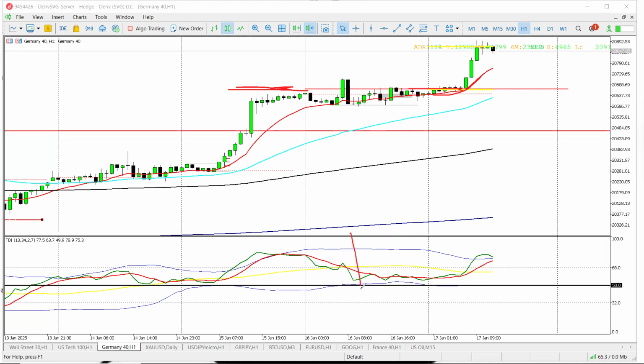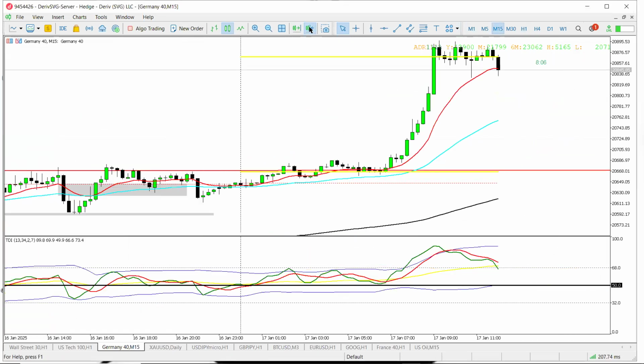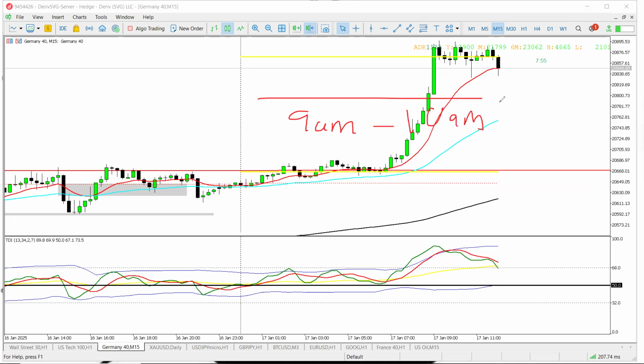TDI is trading well above the 50. So this again shows us that we are in a bullish momentum. Now we need to look for an entry. If you're trading Ger40 in the mornings, usually the trading time is 9 a.m. GMT plus 2. Between 9 a.m. and 10 a.m., that's where the setup starts to form.